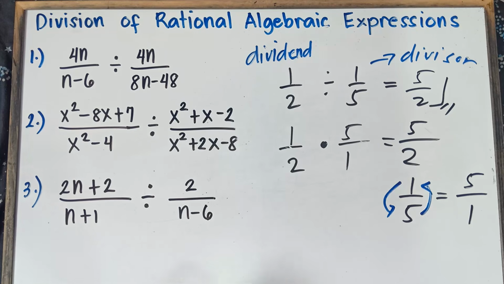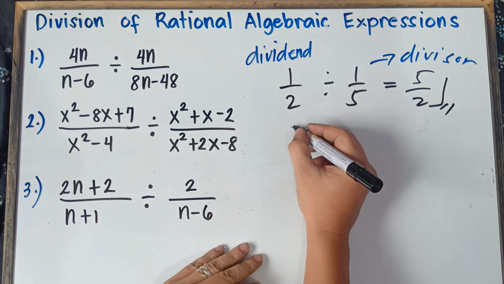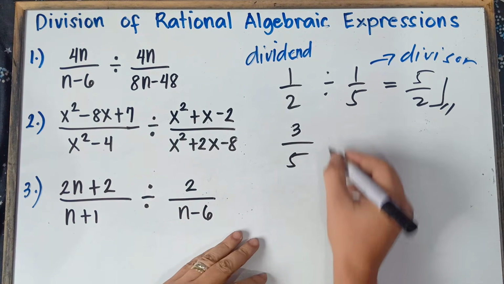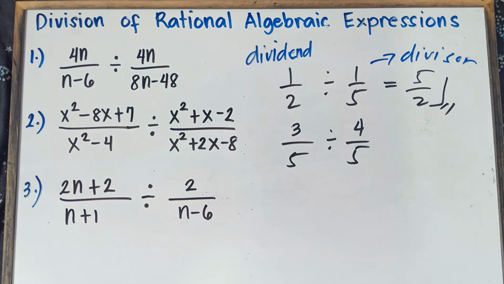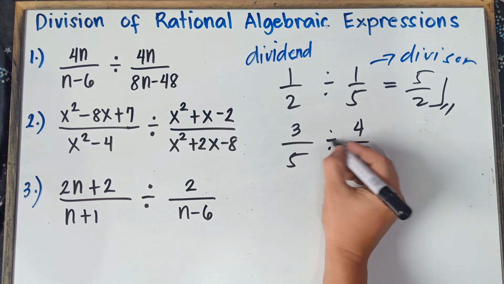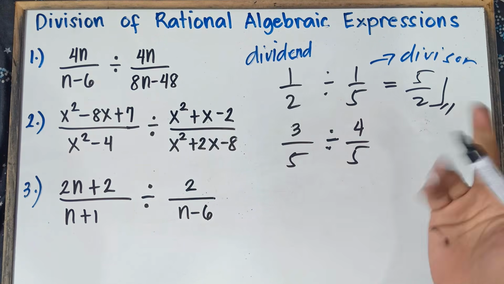That's it, class, that's the answer with regards to that example. Let's have another example, class. If I say 3 over 5 divided by 4 over 5, can we divide the fractions directly? Nope, you can never divide the fractions directly, class. You're not allowed to. You need to get the reciprocal of the divisor, then you proceed to multiplication.